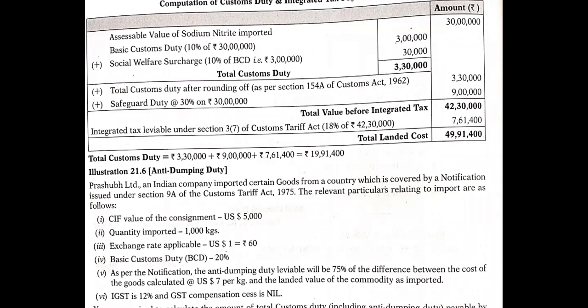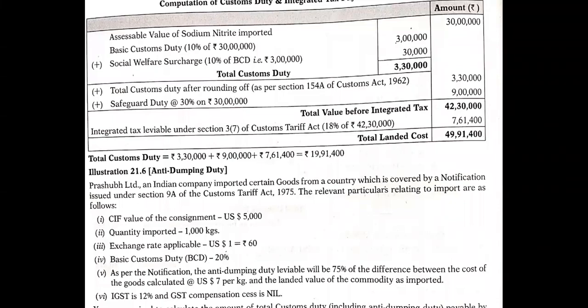So now integrated tax. Okay, integrated tax. So integrated tax will be paid on 42 lakh 30,000 at 18%. So that will be 7 lakh 61,400 rupees additionally. Total landed cost is 42 lakh 30,000 plus 7 lakh 61,400. So the total landed cost is 49 lakh 91,400. So by this we can understand that the custom duty has increased because of safeguard duty.